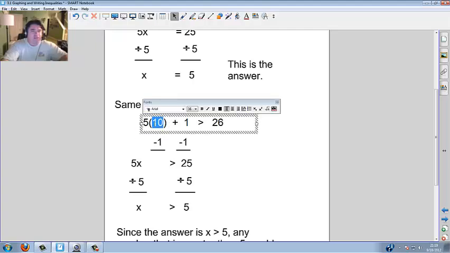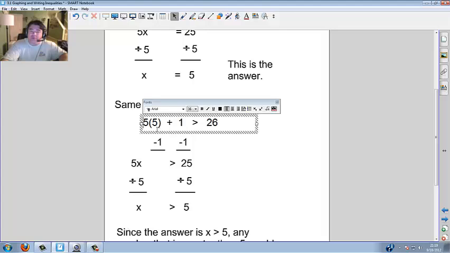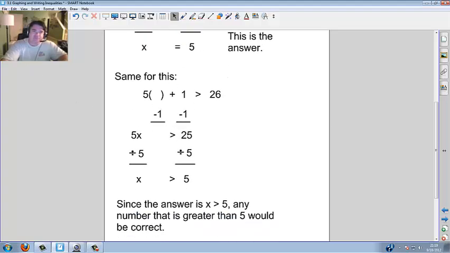Question is, is 5 a viable answer? What do you think? Well, 5 times 5 is 25, and plus 1 is 26, but is 26 greater than 26? So the answer is no. Remember, the answer had to be greater than 5. So any number greater than 5, and we're in it to win it. Otherwise, it doesn't fit in this equation.